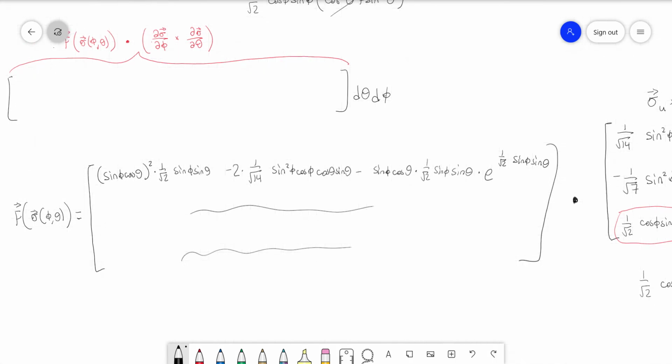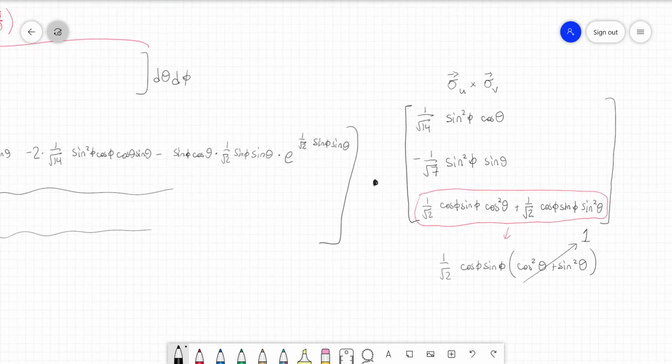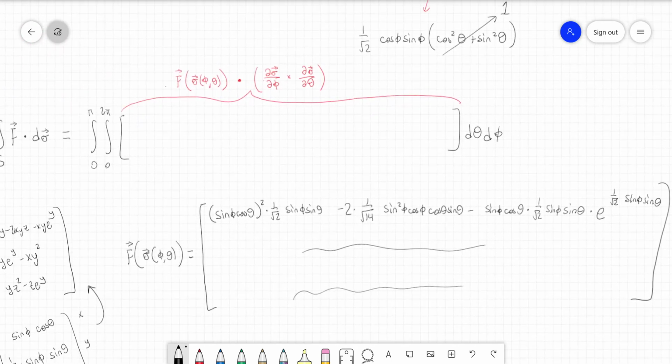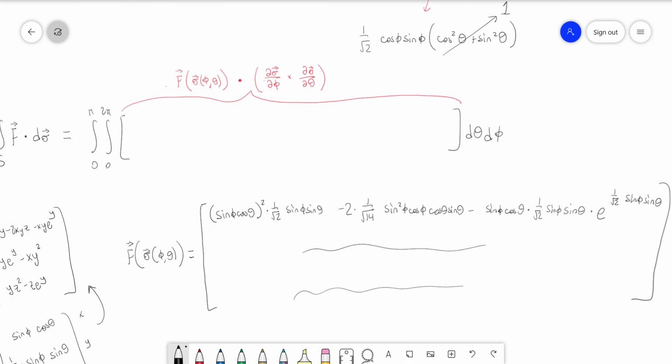And then maybe lots of things cancel out and you get a really nice expression left over. But whatever you get from that dot product, that's what you're going to put inside the integral here. And then that's where you're going to end up evaluating, all right? So that's method one to this problem, which is evaluating the flux integral directly.